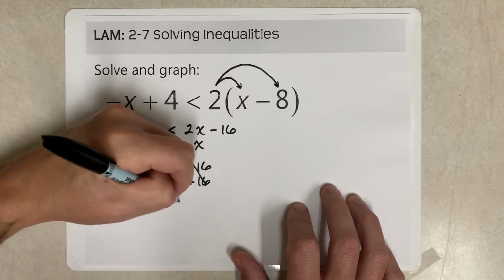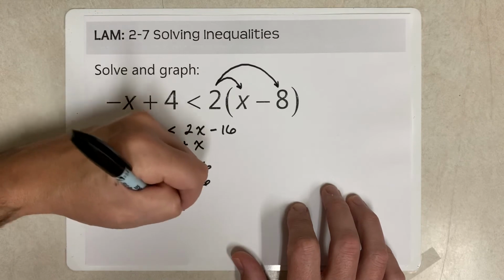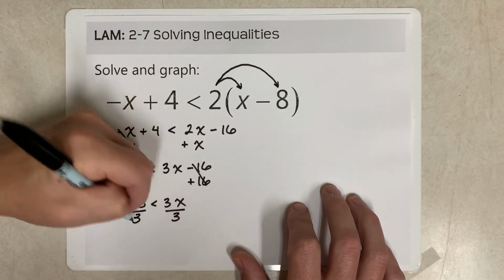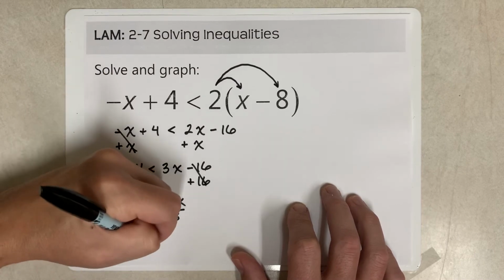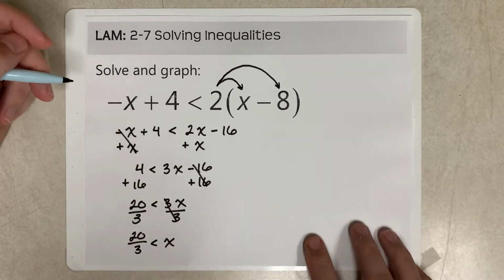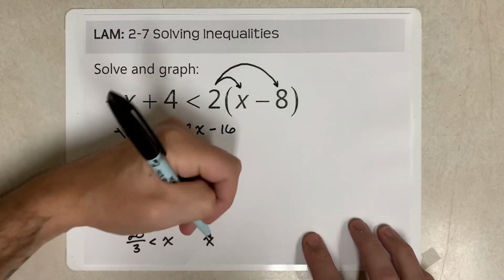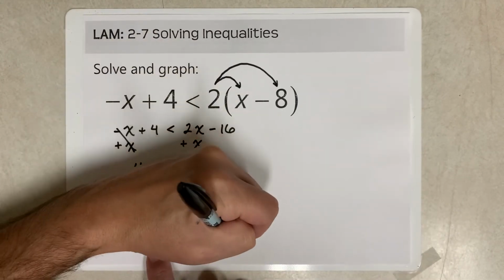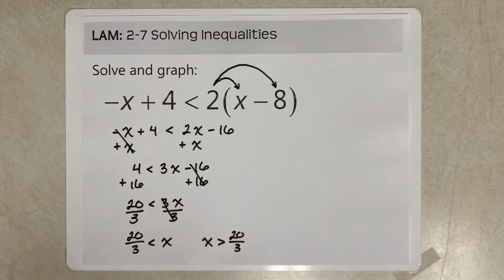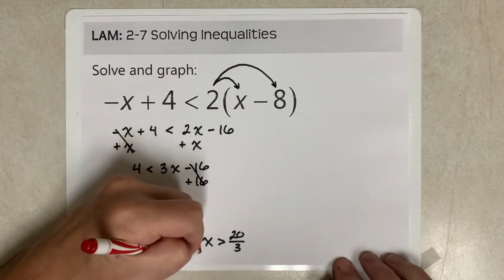Less than 3x. Divide by 3. And we have 20 over 3 less than x. Again, we have to twist everything around. X is greater than, just flip the symbol, 20 over 3. And we turn that into our set builder.